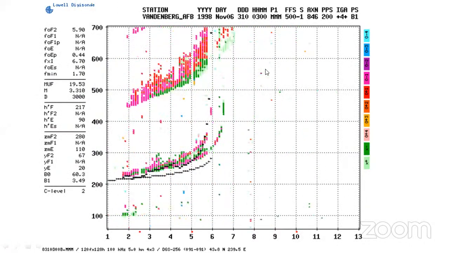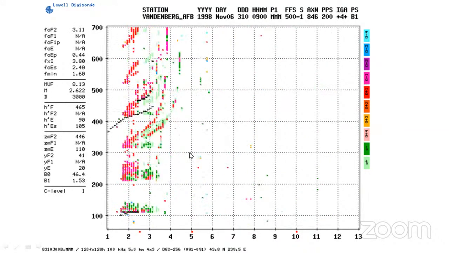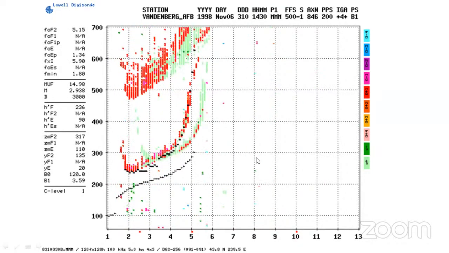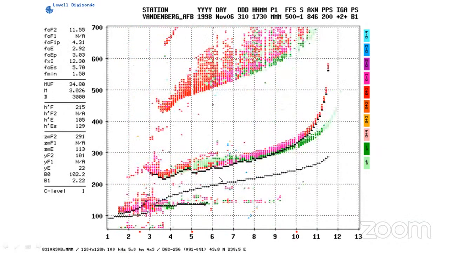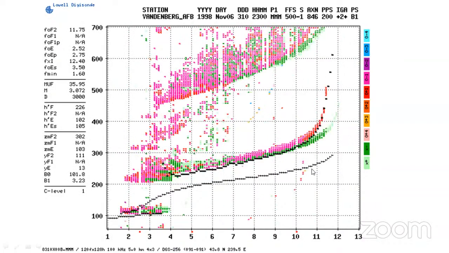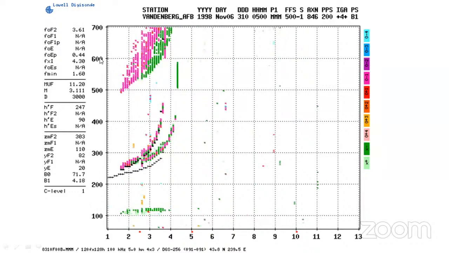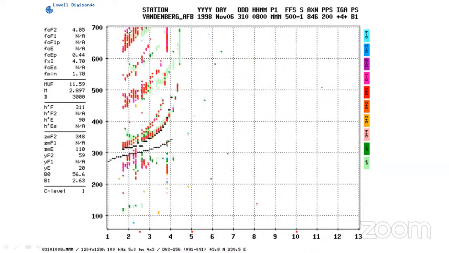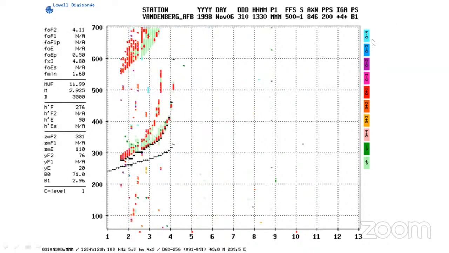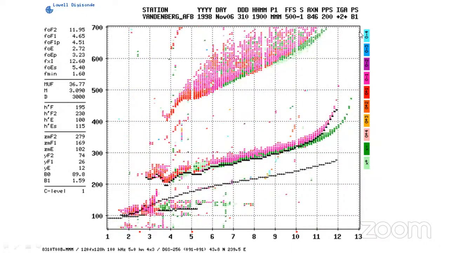Here, this is the ionogram, real-time ionogram model, which represents the different layers of the ionosphere. You can see the x-axis represents the time scale, and y-axis represents the height, and we can see the electron density, the concentration of electrons, which is represented in different colors.